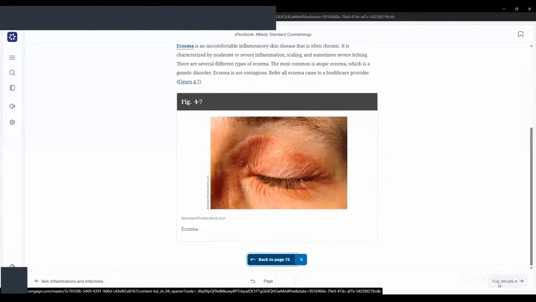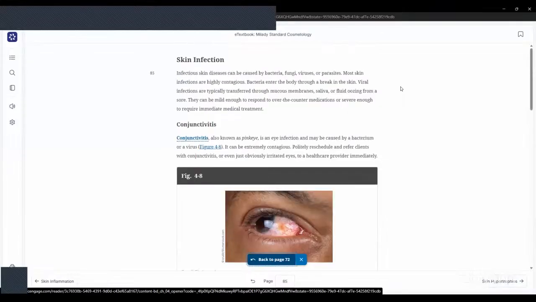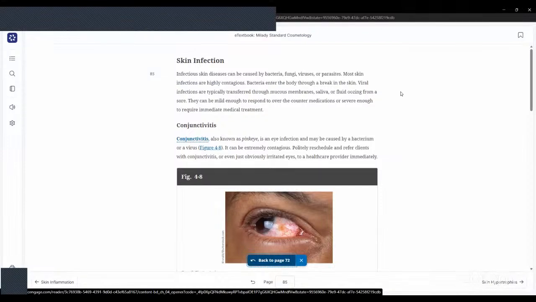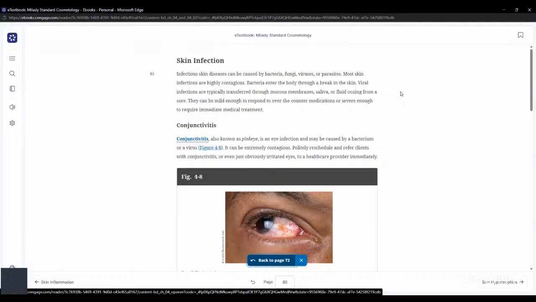We look at skin infections. Y'all, skin infections, we can't service the client. Conjunctivitis, which is the pink eye, we can't service the clients. Clients cannot get any lashes. We can't do really anything around the eye. Okay. The skin infection, it is highly contagious. So your client said, just do my brows. You ain't got to do the lashes, do my brows. It's still contagious. Close enough.